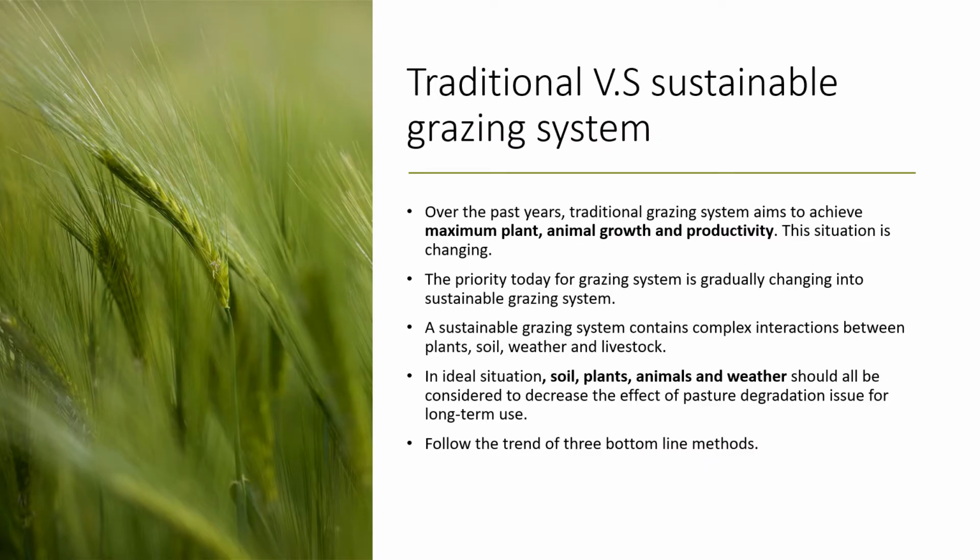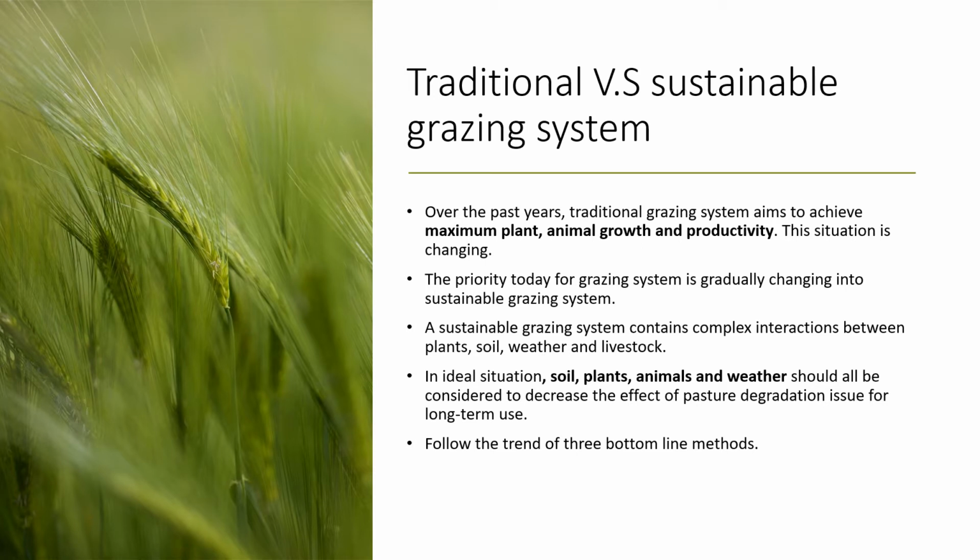Now, let's move to the traditional versus sustainable grazing system. Over the past years, the aim of the grazing system was always to maximize plant and animal growth and productivity. This situation is changing in the current decades. The priority today for a sustainable grazing system is to focus on the complex interactions between plant, soil, weather, and livestock. In an ideal situation, soil, plants, animals, and weather should all be considered to decrease the effect of pasture degradation for long-term use.